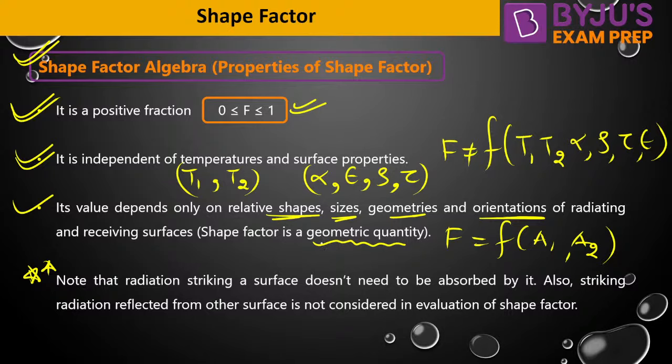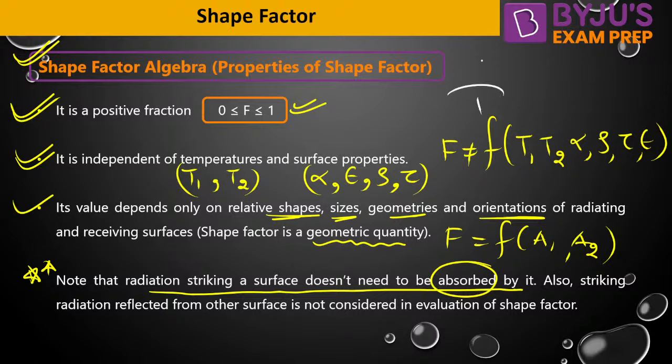The shape vector does not give us the information whether the striking radiation is absorbed by the surface or not. The radiation striking surface 2 does not need to be absorbed by it. Are you getting it? Absorption is different and striking is different. Also, if we are defining the shape vector between 1 and 2, try to understand this point also.